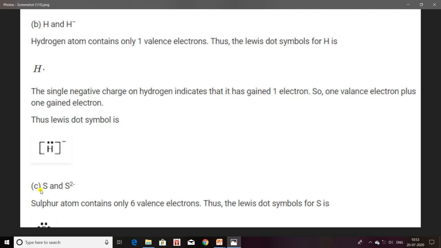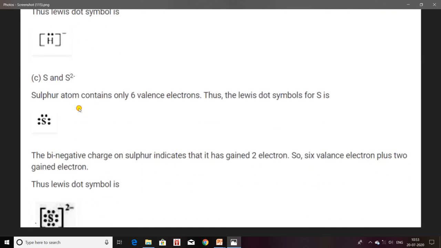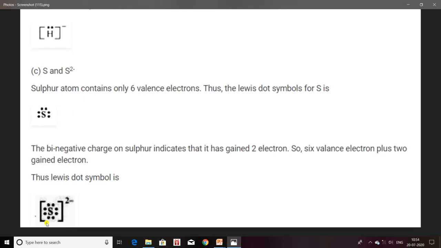Next part is sulfur and sulfur 2 negative. Sulfur belongs to group number 16. Group 16 elements have 6 valence electrons. So here you will show 6 electrons like in this way. Now in sulfur 2 negative ion there are 2 extra electrons. That means 6 plus 2, so total 8 electrons are present. So on sulfur atom you will represent 8 electrons, and you will write here 2 negative charge.